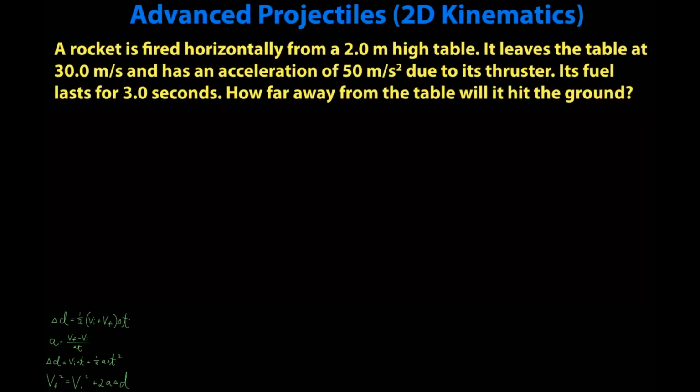All right, for anyone who would like a bit of a challenge, I have a question for you. A rocket is fired horizontally from a 2-meter high table. It leaves the table at 30 meters a second and has an acceleration of 50 meters per second squared due to its thruster. Its fuel lasts for 3 seconds. How far away from the table will it hit the ground? The rocket stays horizontal, so the acceleration from its thrusters is only on the x-axis. How far away horizontally will it hit the ground relative to the table?